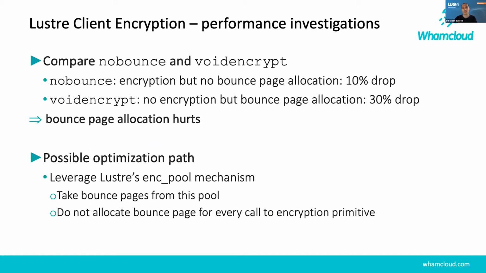So the next move is to leverage Lustre enc pool mechanism initially developed for Kerberos encryption, so that bounce pages for client encryption are taken from a pool instead of being allocated for every call to the encryption primitive, as it is designed today in FSCrypt. I want to run benchmark with a prototype based on enc pools and see where it goes.